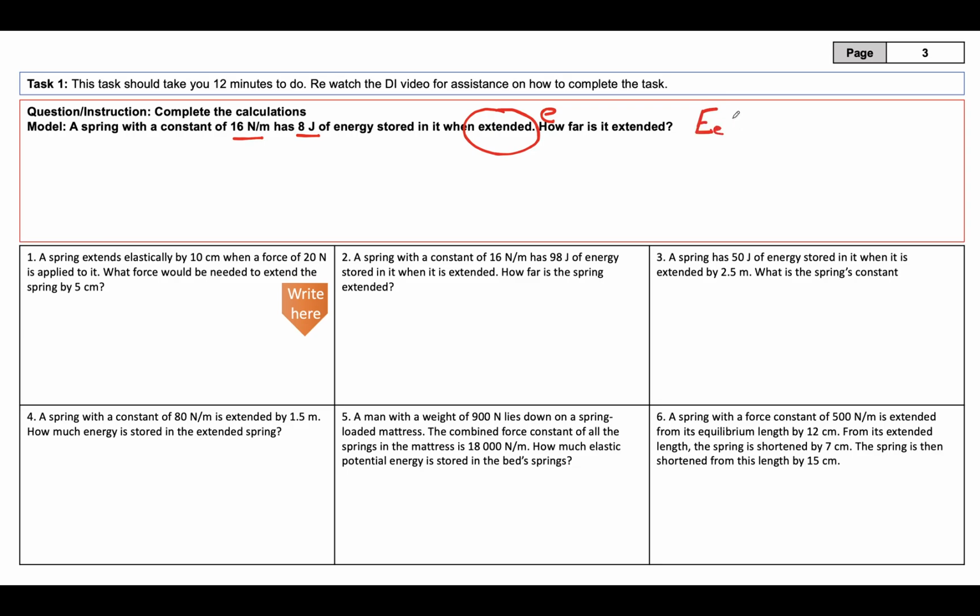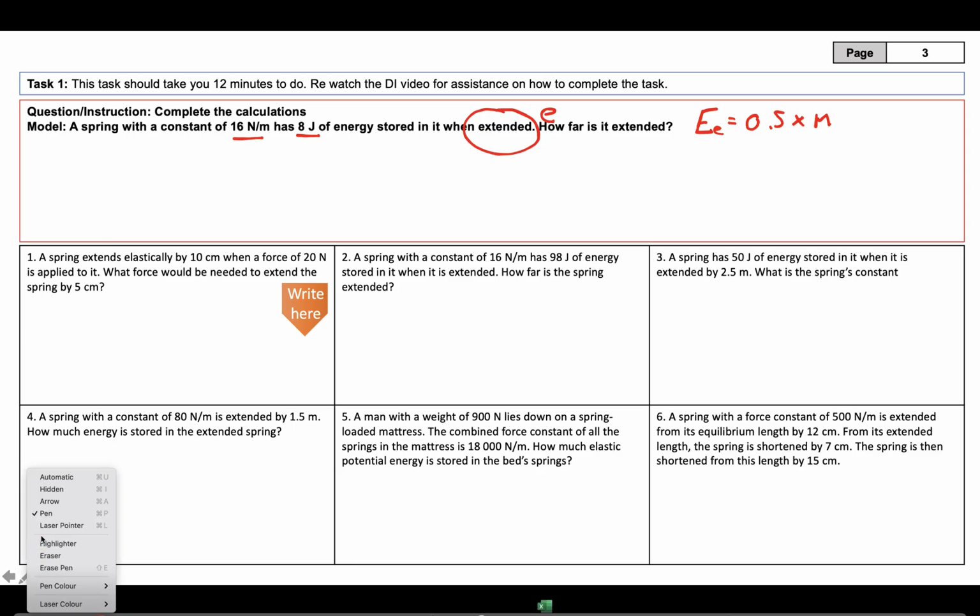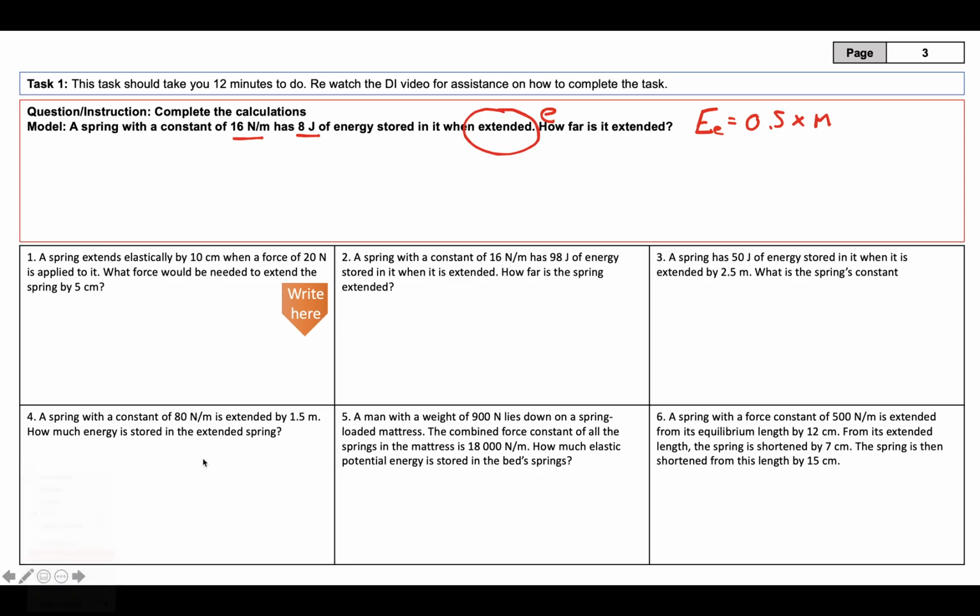So 0.5 times mass. Ooh. That is another common mistake. Please don't do that. Don't get confused between mass and spring constant. One's for calculating kinetic energy, one's for calculating energy stored by the spring. That should be a K times E squared.